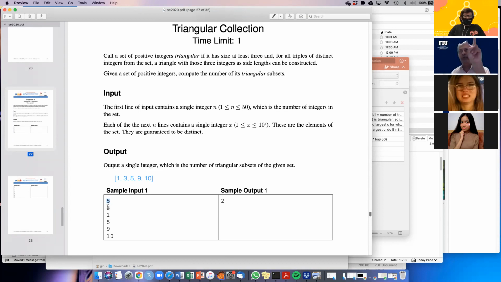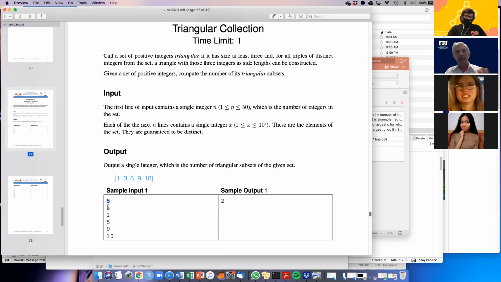Then I would try 1 and 5, and I would ask the question, what is the third thing I could add to it that'll form anything? And again, you'll see that I can't even add 9 there, because 1 plus 5 is 6, which is way smaller than the next larger item. Then I would try 1 and 9, and 1, 9, and 10 would work out. So that would give me one triangle. It's also one set.